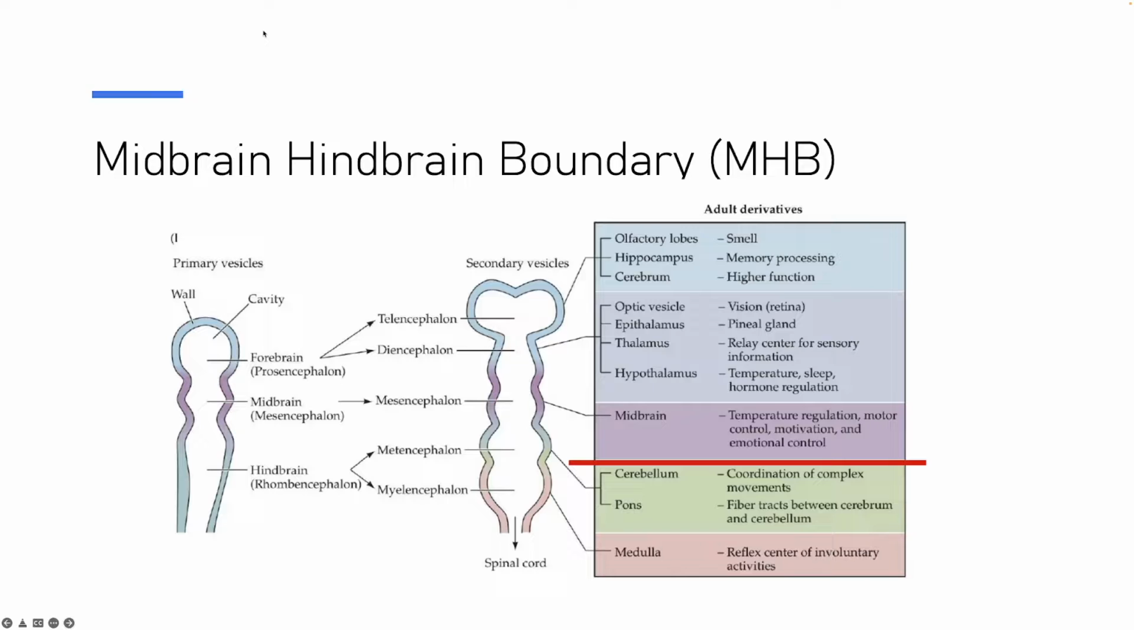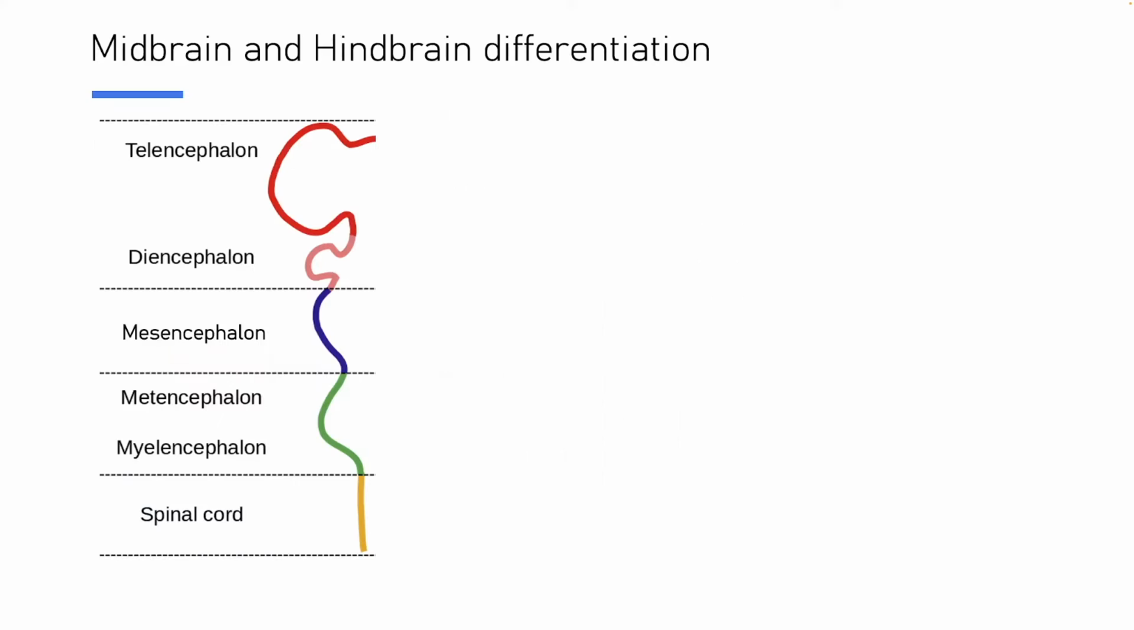The midbrain-hindbrain boundary, or the MHB, refers to the boundary between the mesencephalon and the metencephalon, respectively part of the midbrain and the hindbrain. It's an important boundary that sets up regionalization of later brain structures such as the cerebellum and the pons of the hindbrain, as well as the tectum of the midbrain, all of which have different functions. This boundary, highlighted in red, and the differentiation of the midbrain and the hindbrain is accomplished via, you guessed it, molecular gradients and transcriptional factors.